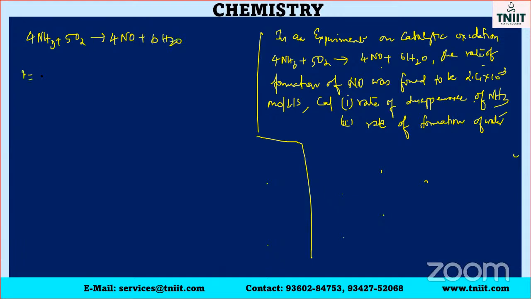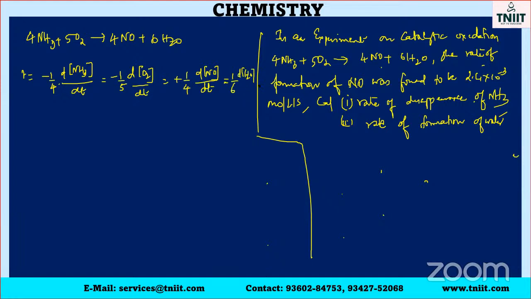What will be the rate? Rate will be minus 1 by 4 change in concentration of ammonia with respect to time. That will be equal to minus 1 by 5 change in concentration of oxygen with respect to time. That will be equal to plus 1 by 4 change in concentration of NO with respect to time. That will be equal to plus 1 by 6 change in concentration of water with respect to time.